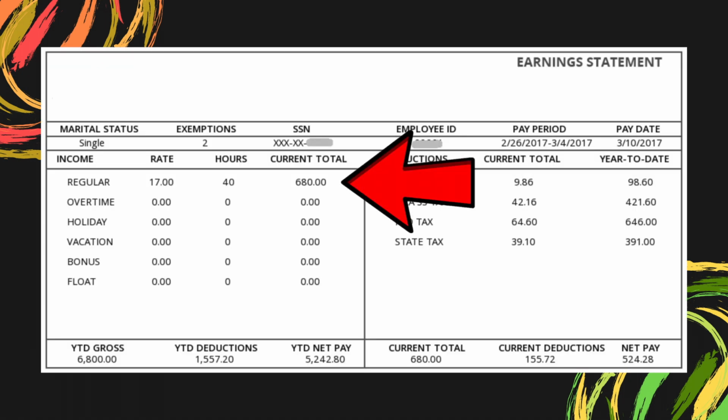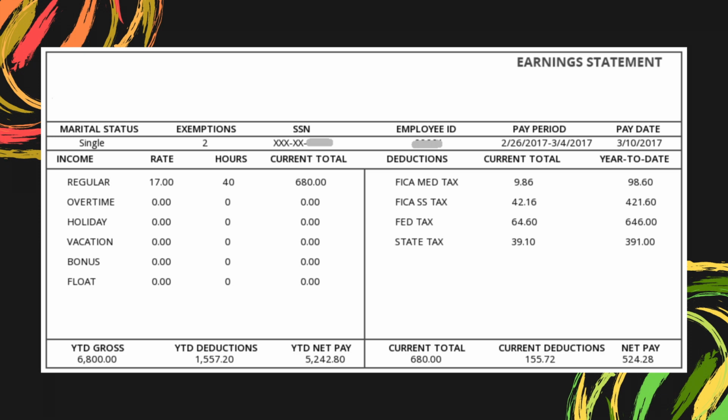On the left is your gross pay. This is pay before taxes and deductions. This example shows that the employee is paid $17 per hour and worked for 40 hours. Multiply these two numbers together and you get $680 of gross pay. But this isn't the money that goes into your bank account.